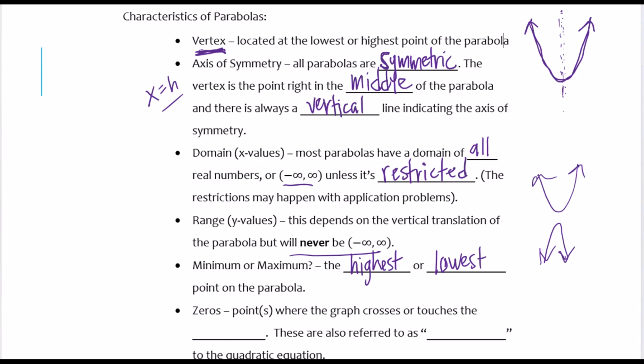Okay, the last thing about parabolas are zeros. Okay, this is where the graph crosses or touches the x-axis. And they are also referred to as the solutions. So when we get to Unit 3, we're going to start solving quadratic equations. And so then we will talk more about that in Unit 3, okay? All right, so we have these characteristics of parabolas.